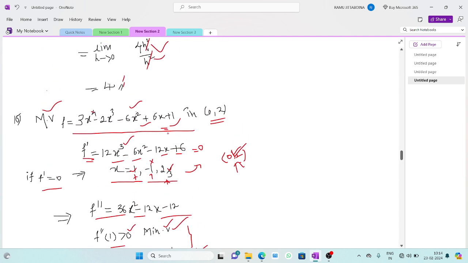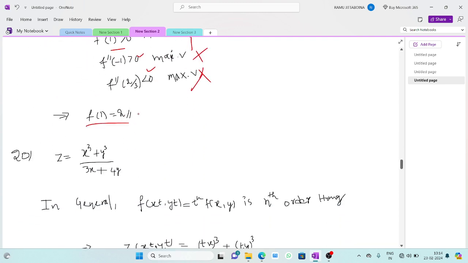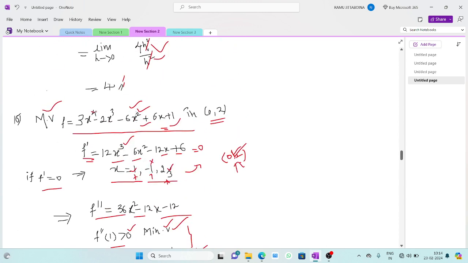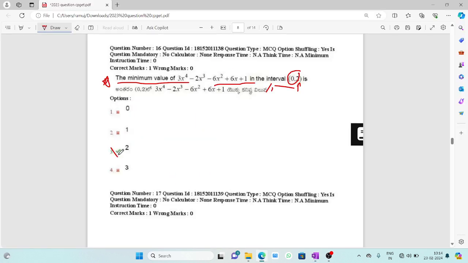So whenever we get the minimum value of the function, we just substitute the point inside that function and we get the minimum value. So f of 1 will give you 2. If you substitute 1 here, we get 3 minus 2 minus 6 plus 6 plus 1. So clearly 2 is the correct option. 2 is the correct answer for this question. So the third option is the correct one for this question.